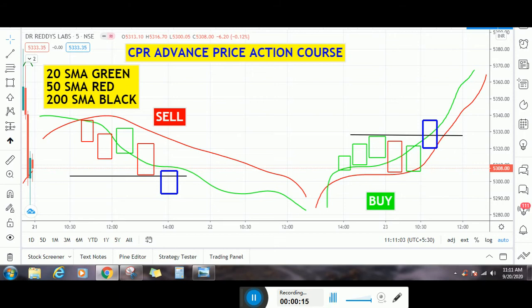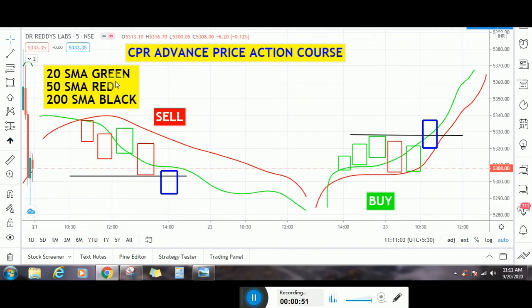Today I am going to share with you the CPR Advanced Price Action course. I got this course from one person. The course is worth 7,000 rupees, but you can learn this technique absolutely free. Why am I sharing this technique? Because many people are making losses in the stock market, and they paid a lot of money to learn this kind of strategy. So help us as much as possible, and I need only your blessings and support. That's it. Thank you. Today we are entering directly into the CPR Advanced Price Action course.